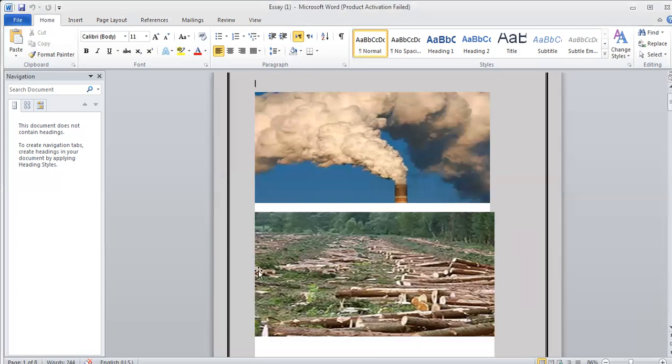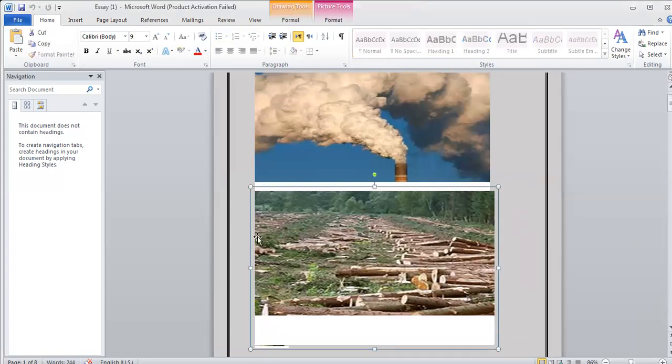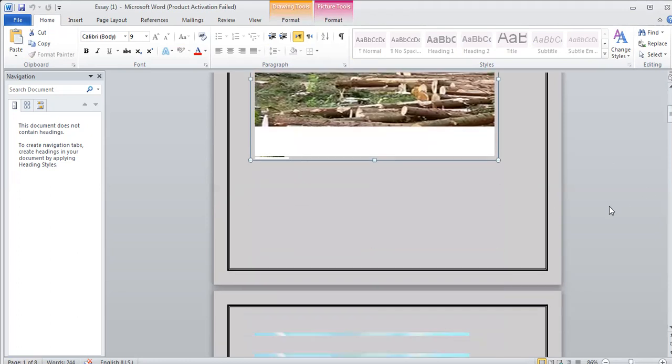Picture number 2, there are cut trees. People cutting trees, so it causes one of the environmental problems, which is disappearing forests. We know that forests are full of trees which are important for providing us with oxygen and wood, right? So disappearing forests, one of the environmental problems. Next.